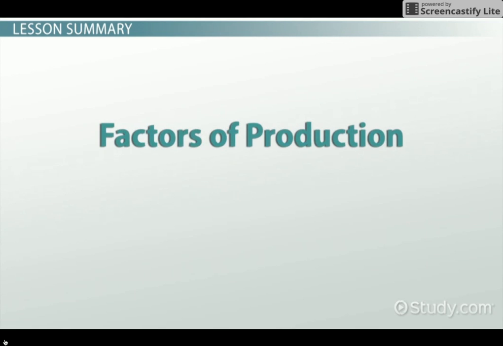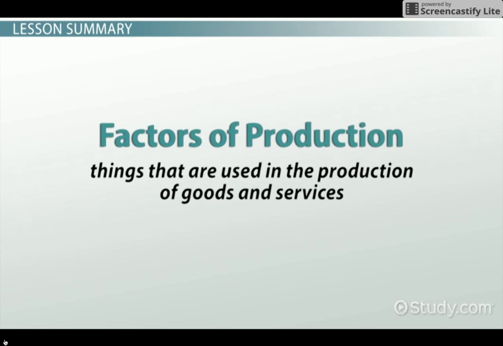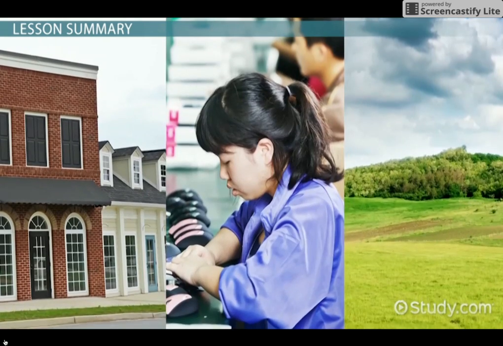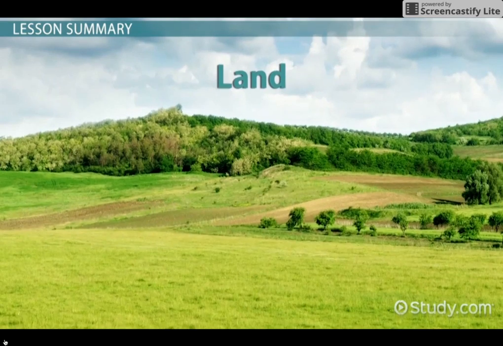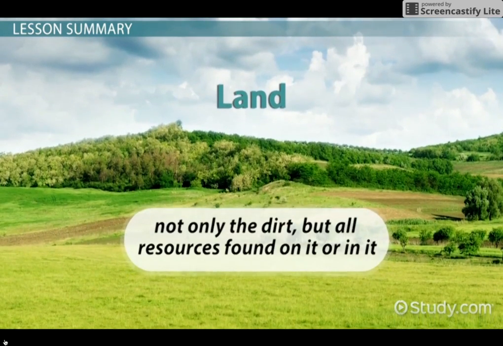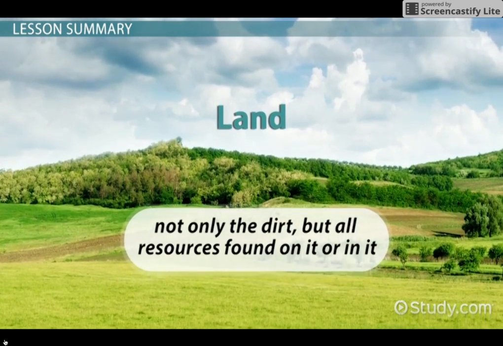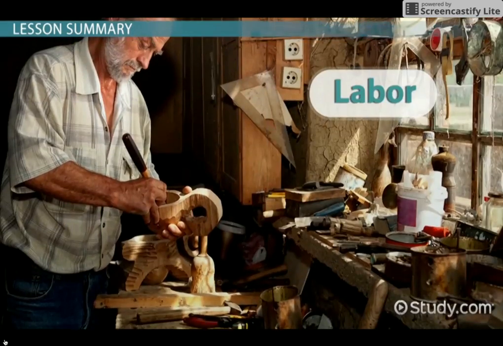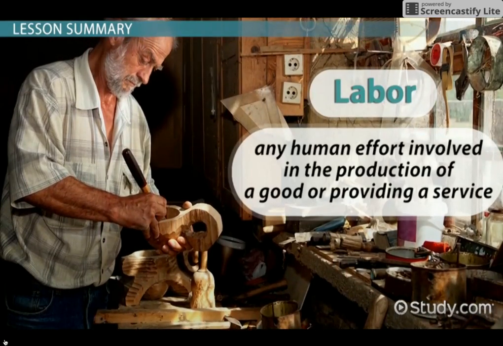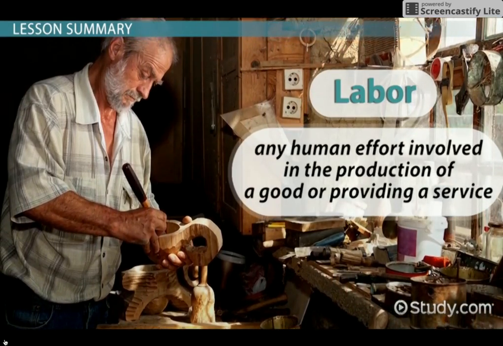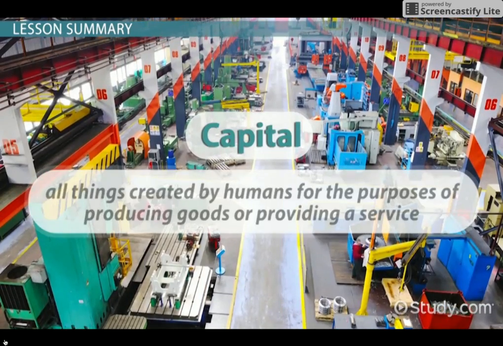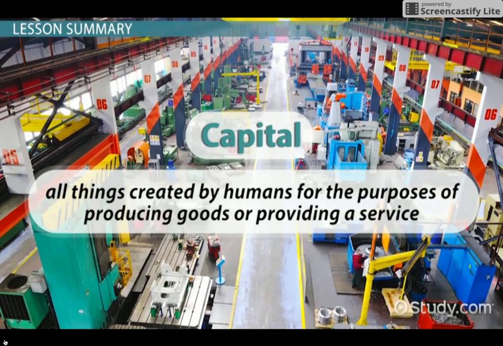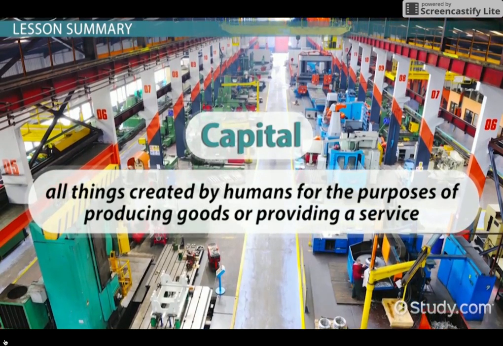Factors of production are things that are used in the production of goods and services. There are three generally recognized factors of production. Land is one factor, and it includes not only the dirt, but all resources found on it or in it. Labor is a factor of production, which is any human effort involved in the production of a good or providing a service. Finally, capital includes all things created by humans for the purposes of producing goods or providing a service.